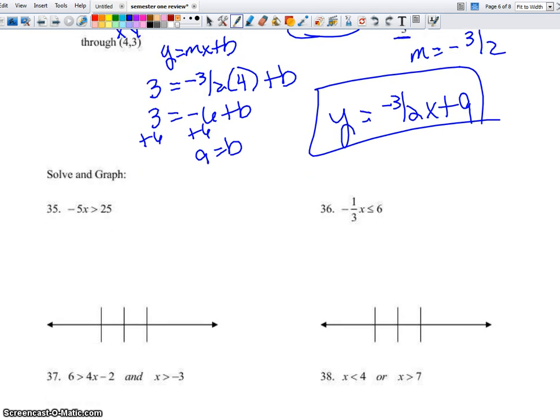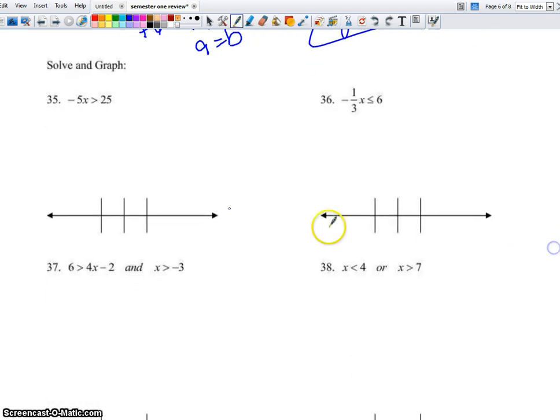Number 35 wants you to solve and graph. The thing you have to remember on inequalities, which is what this symbol is here, is that if you multiply or divide by a negative, you have to flip the symbol. So I am dividing by a -5 on both sides. So x is less than 25 divided by -5, which is -5. I flipped it because I divided by a negative. So -5 goes down here. It is an open circle because there is no line under here. And if x is at the beginning, I shade the way the arrow points, it points to the left.